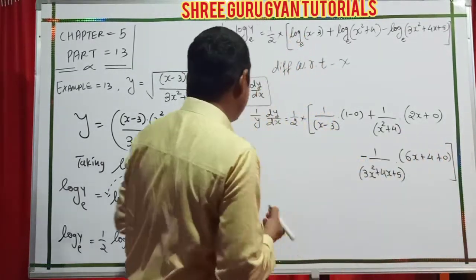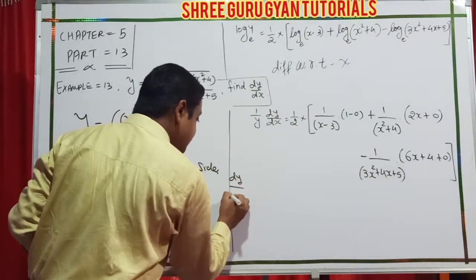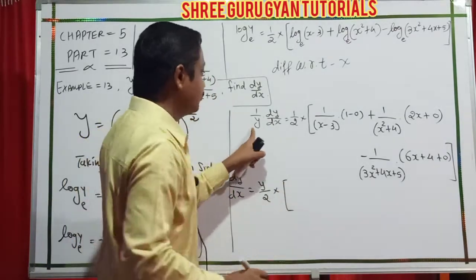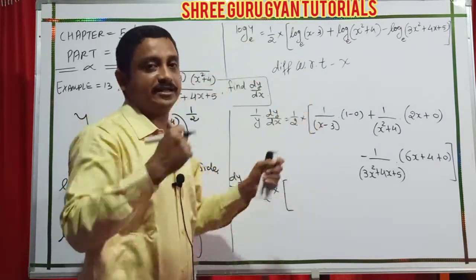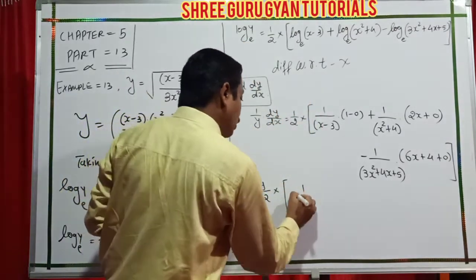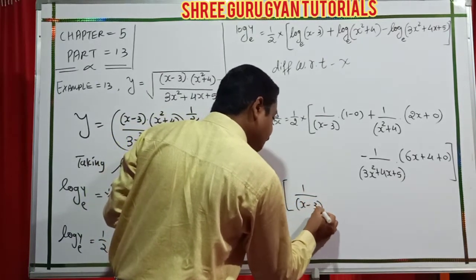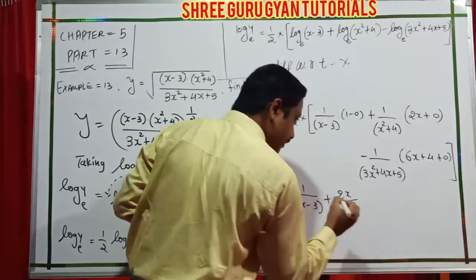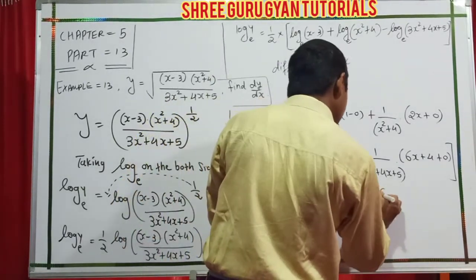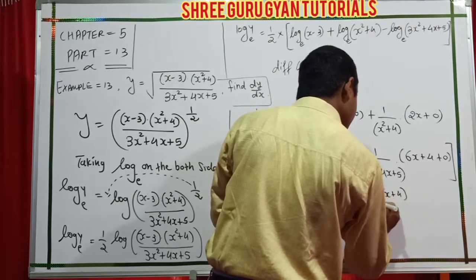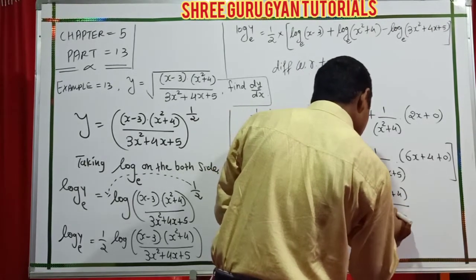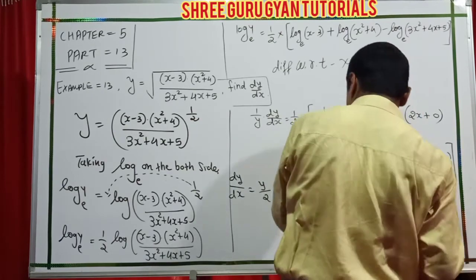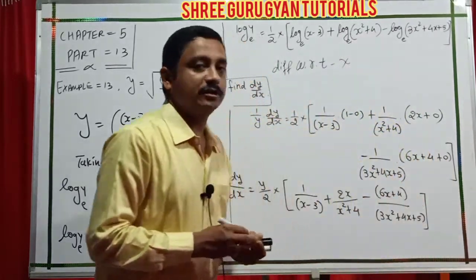Here the internal derivative, students, is 6x plus 4 plus 0. So finally you get the value of dy by dx as how much? y by 2, because I converted the right side there, and here the remaining value is 1 upon x minus 3, plus 2x by x square plus 4, and minus of 6x plus 4 by only 3x square plus 4x plus 5. Yes students, up to here this numerical is done.